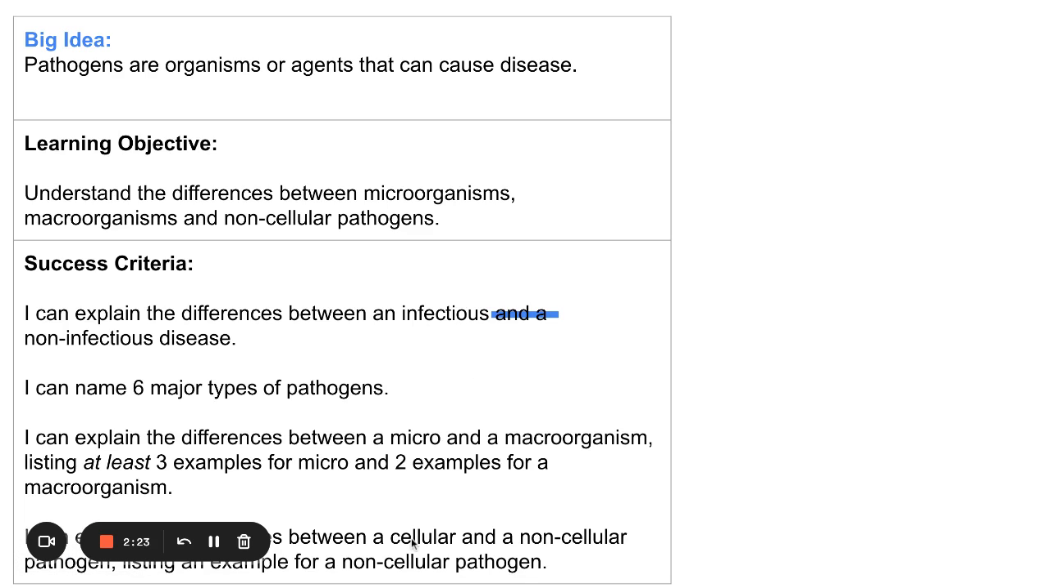So at the end of today, you should be able to tell me that there are 6 major types of pathogens, and we're going to use a specific memory rhyme so that you can remember them, and also to tell me the differences between a microorganism and macroorganism, giving me examples of some. As you know, in biology, we always need to know and remember some examples.